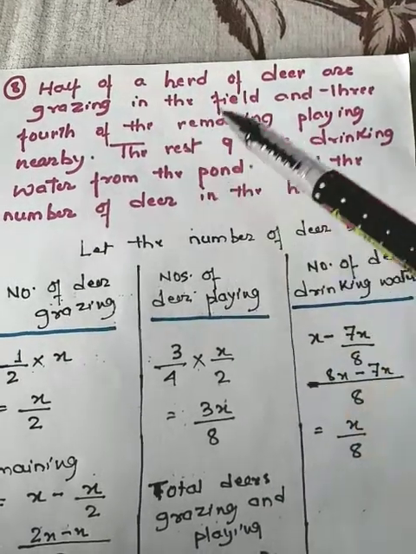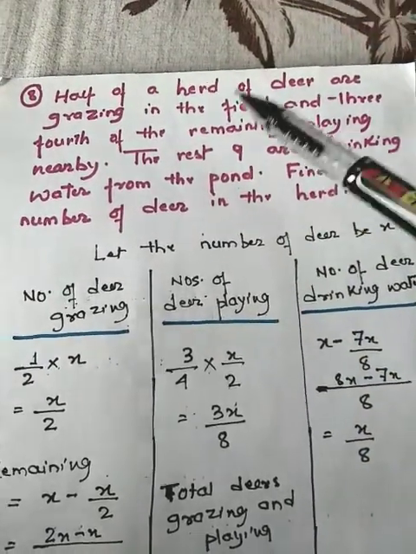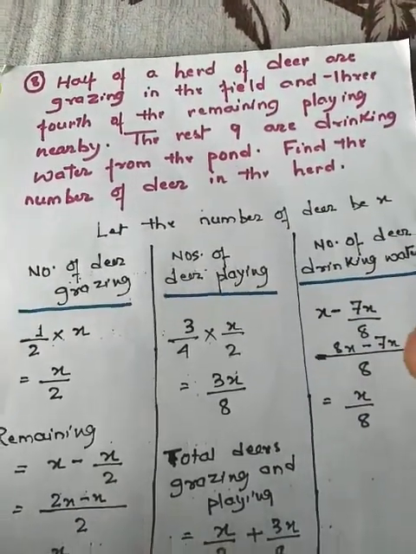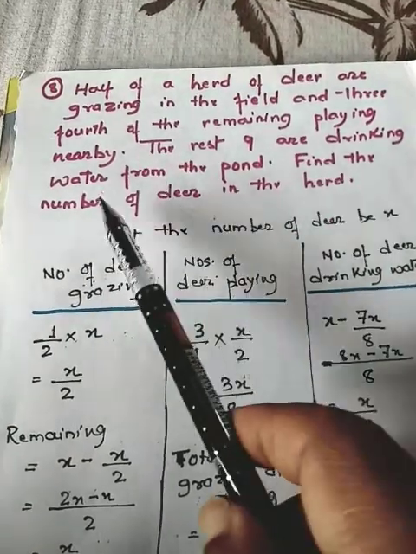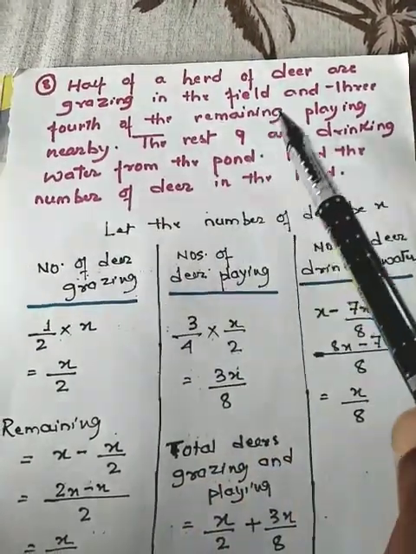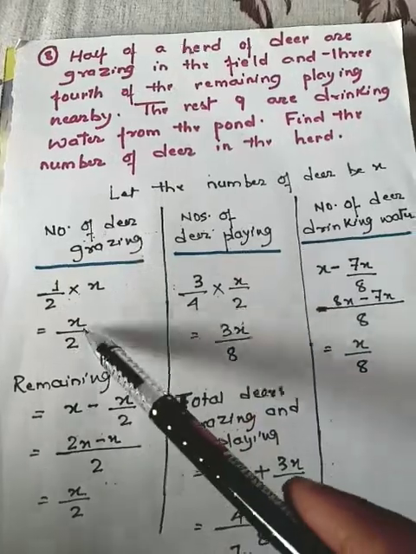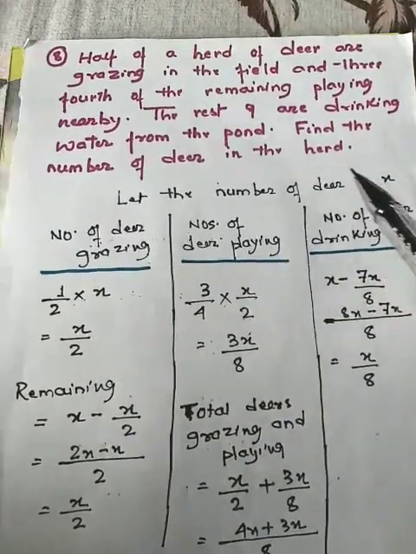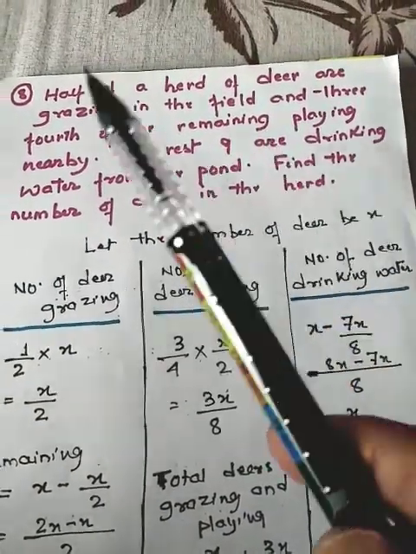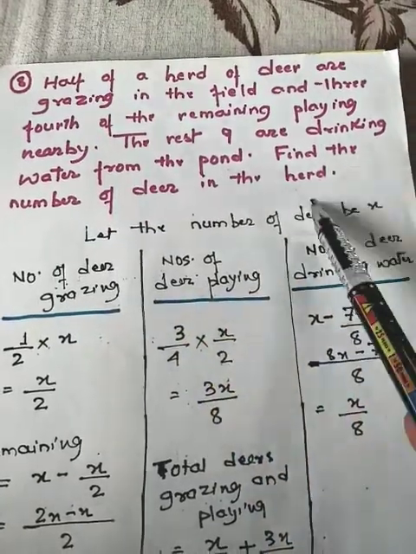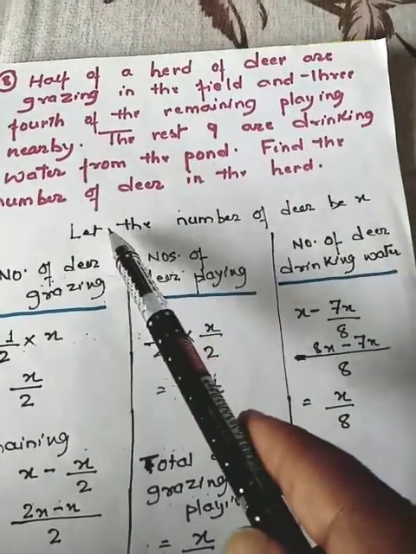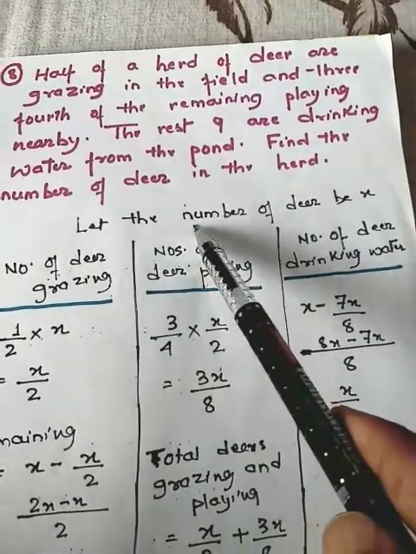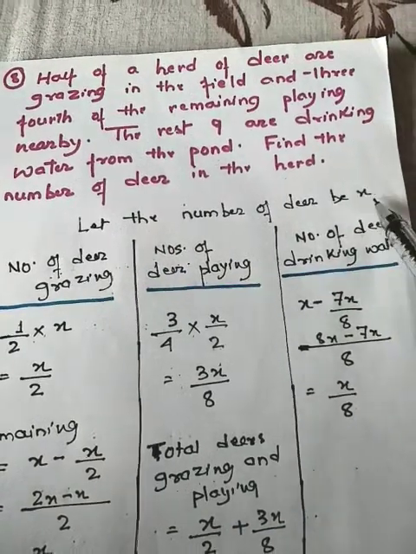So accordingly, we will just frame the equation, and we'll try to find out the total number of deer in the herd. I've divided this particular question into three parts. Before that, because we do not know the total number of deer in the herd, the first thing we'll do is let the number of deer be x.